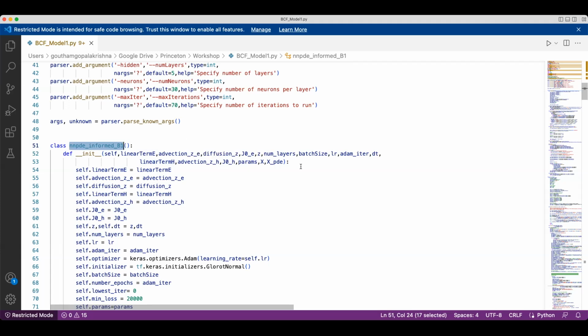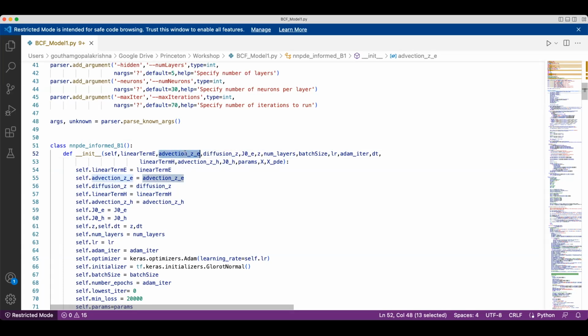In this case, this is a model that you saw in Econ 5 to 9, right? So linear term E means experts, linear term H means households. You have an advection term, you have a diffusion term for each. The diffusion term is assumed to be, well, I think it's the same for both households and experts, but the advection term may be different.